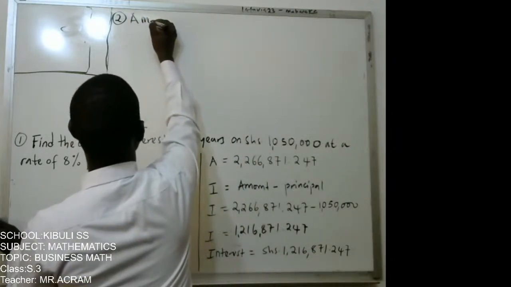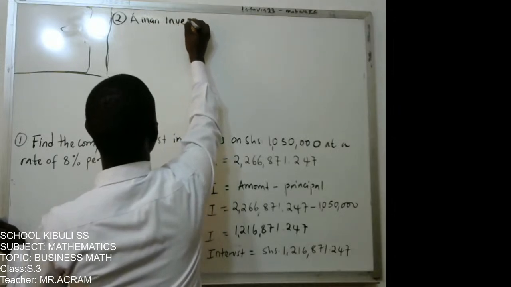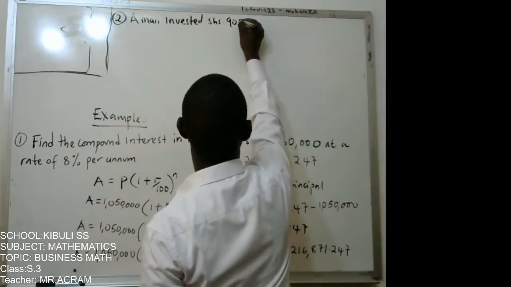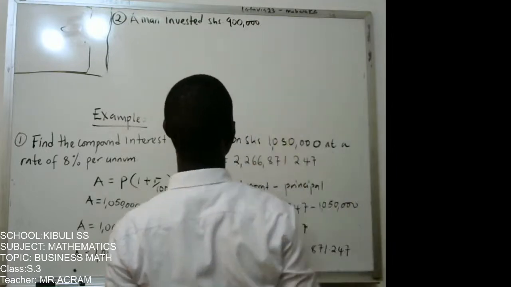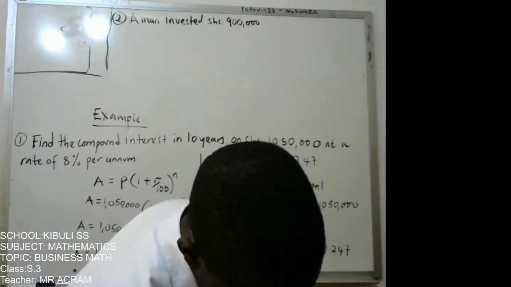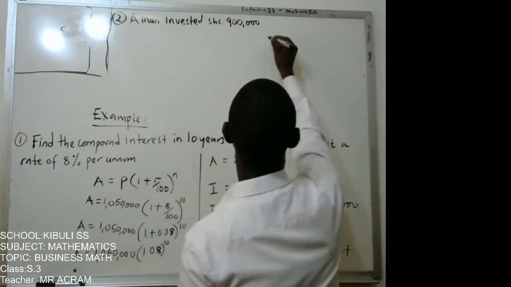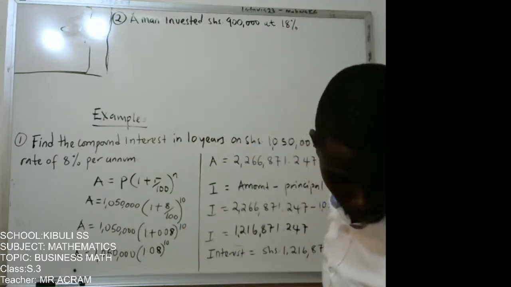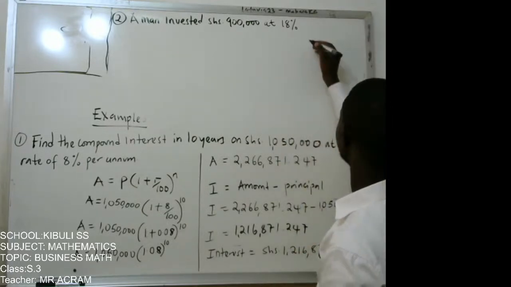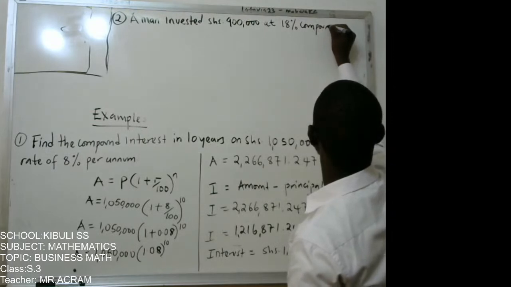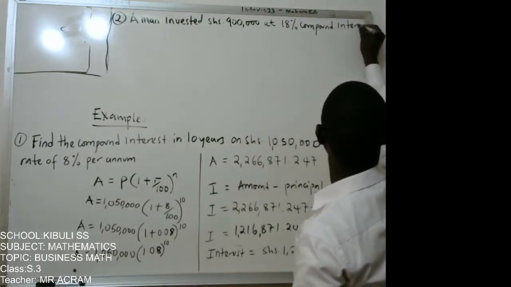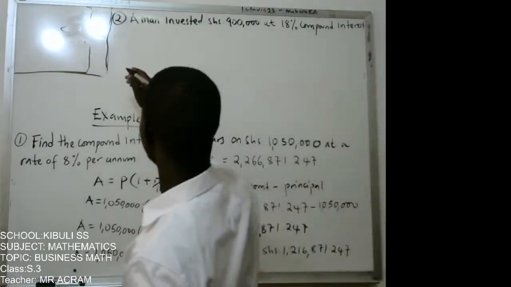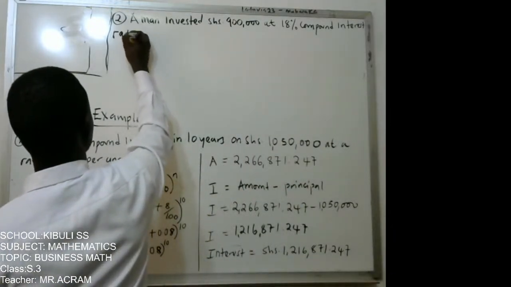A man invested 900,000 shillings at 18% compound interest rate. Full stop.